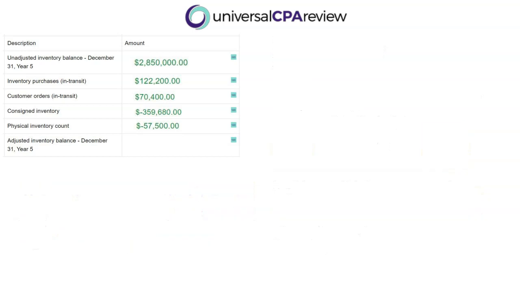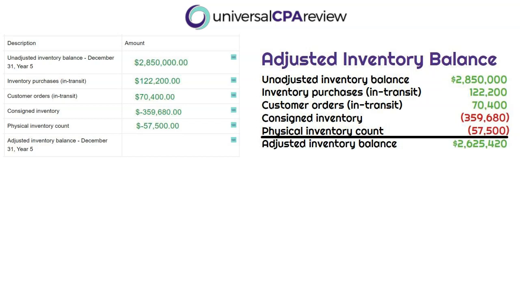So now we've gone through each of the potential four adjustments and recorded the impact to the inventory balance. So now we can get the final adjusted inventory balance, which basically just means we need to start with that unadjusted inventory balance of $2,850,000. And then we increased or decreased inventory for our adjusting journal entries, and that gets us to the adjusted inventory balance of $2,625,420, right? So that's the final trial balance amount that would be included in the company's financial statements.